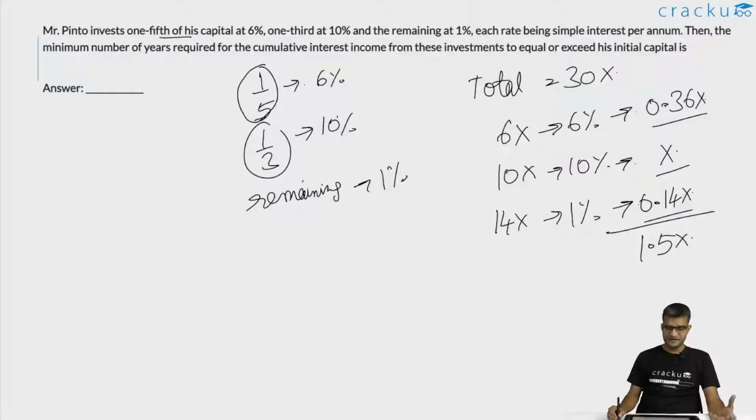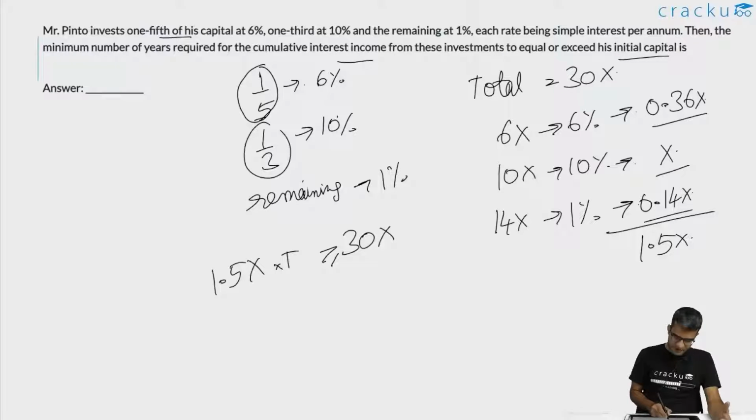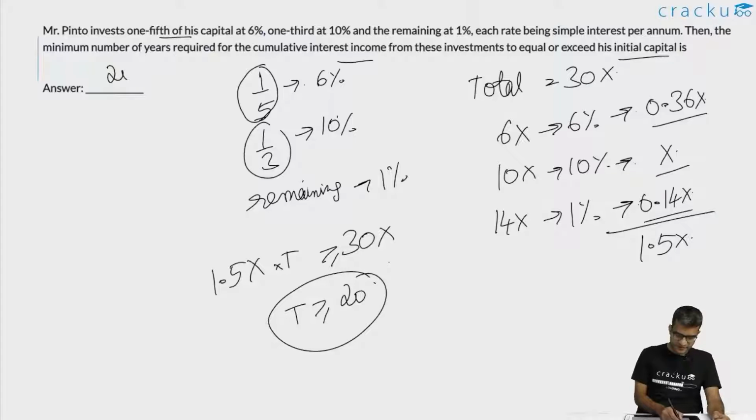How much time will it take for him to accumulate an interest which is greater than or equal to his initial capital? If that time required is t, 1.5x into t will be greater than or equal to 30x, or t will be greater than or equal to 20 years. So the minimum amount of time is 20 years.